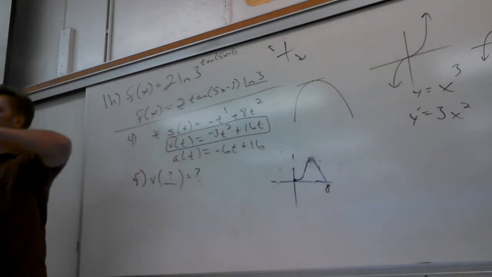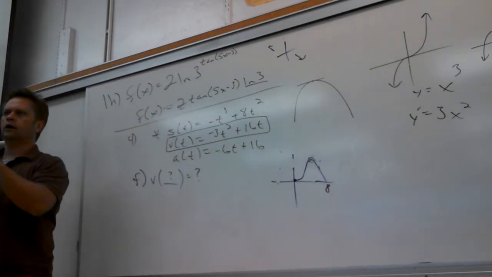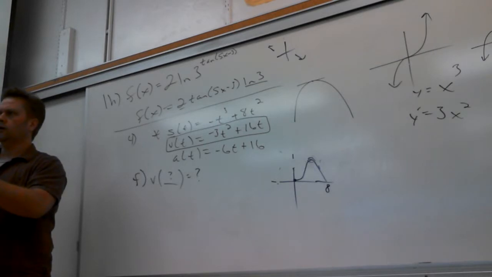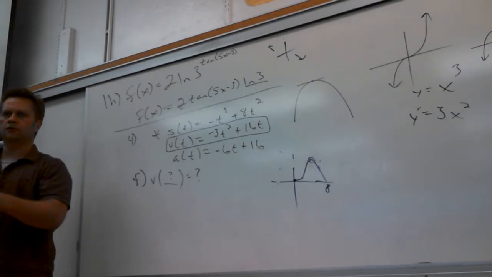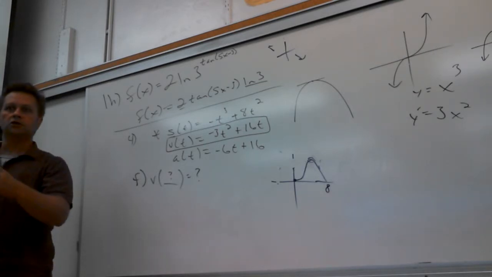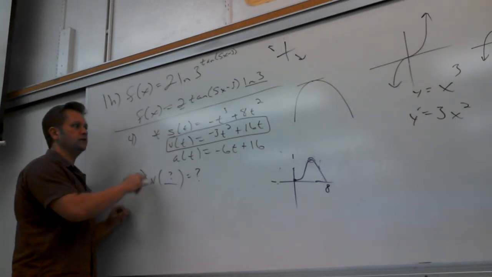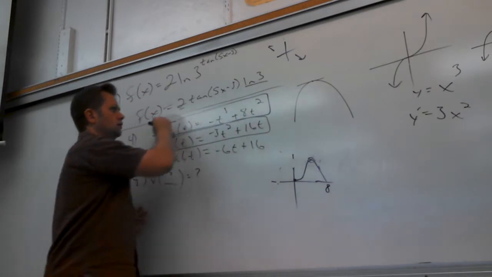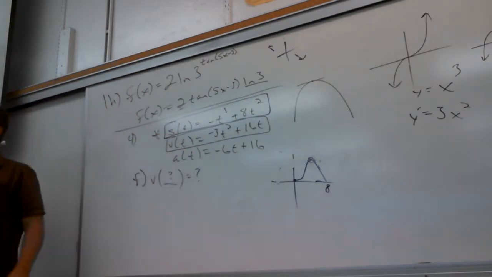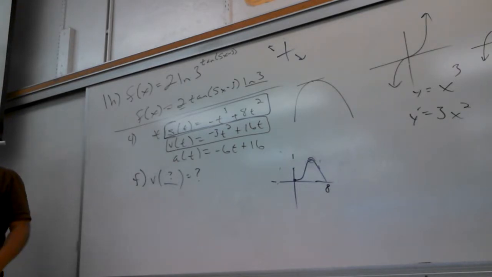Now, do you have to know that going in? No. How do I figure out when it's back home? How far away from home is it when it's home? 0. So its position should be 0. So the first part of part F is what time is it back home? So I'm dealing with this function here, right? At what time is it 0 away from home?